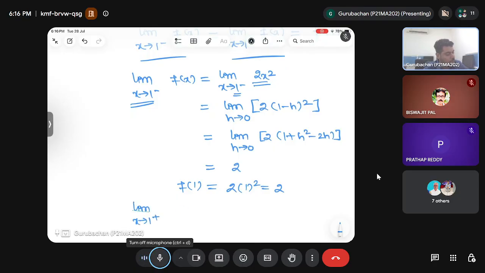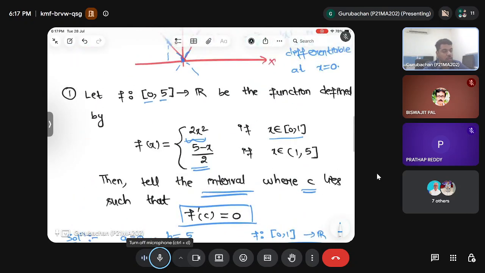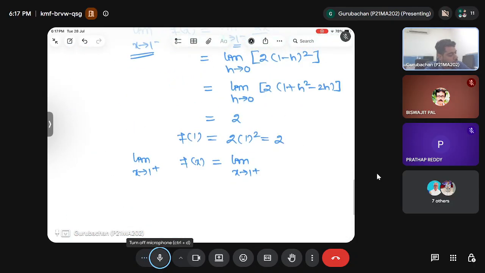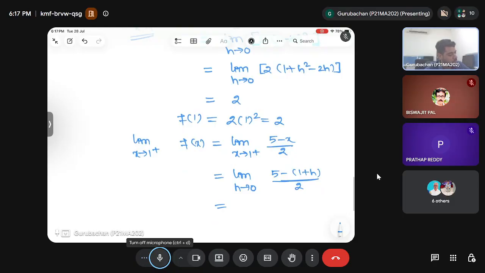Next is limit x tending to 1 plus f of x. So in case we are coming from the positive side of 1, or the right hand side of 1, the function is 5 minus x by 2. So if you substitute x as 1 plus h, this will be (5 minus (1 plus h)) divided by 2. So this will give us limit h tends to 0, (4 minus h) divided by 2.